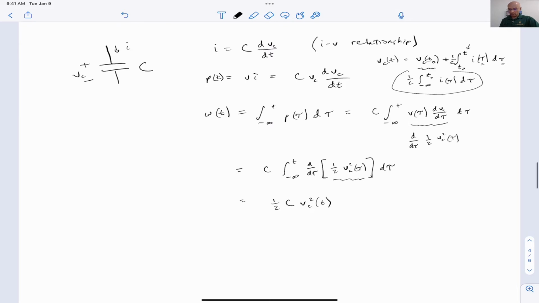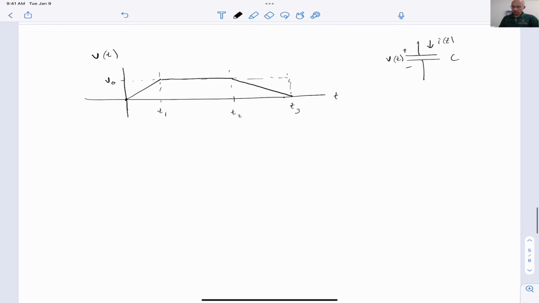Okay, so we can look at an example. Here is a capacitor. I'm assuming that we've charged it as follows. At time 0, it has 0 voltage across it. Charge up to some value V0 at time t1, and then hold it, and then at time t2 we start discharging back down to 0, arriving at 0 at time t3.